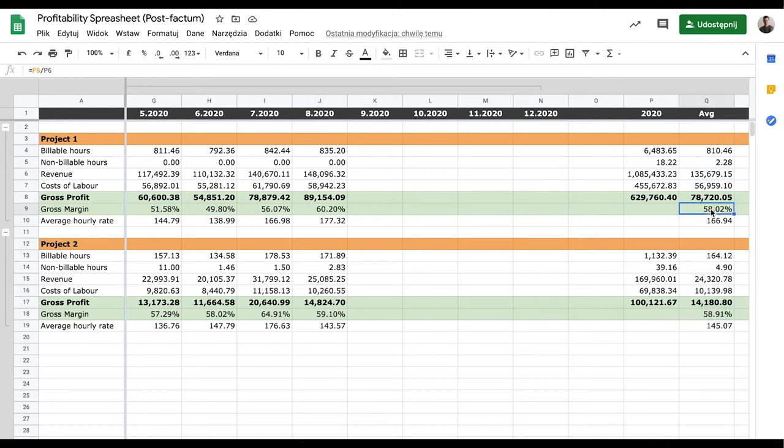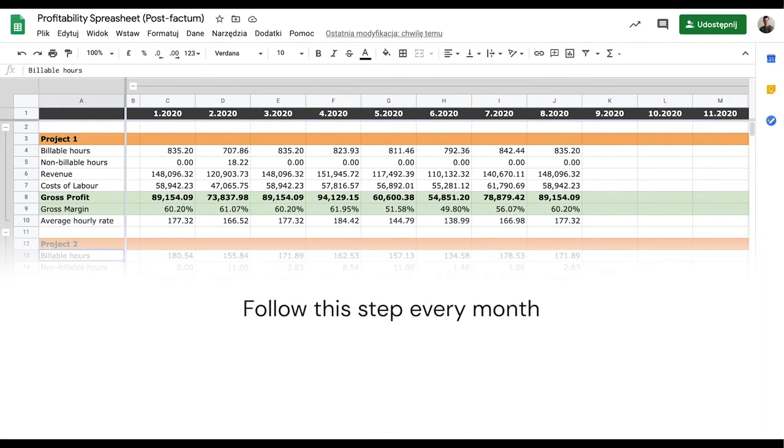So that helps us, for example, compare projects between themselves as mentioned previously. So how much profit we've made on this one versus this one, and what the margin is looking like. We can see that here it's very similar. So we follow the step every month.